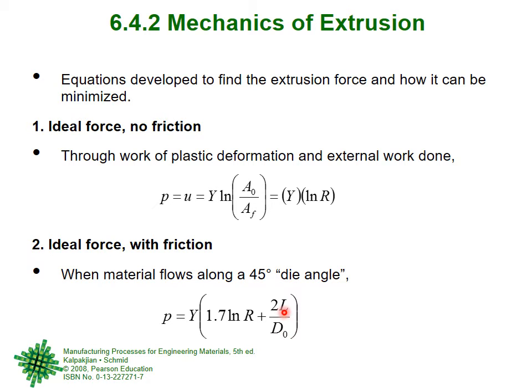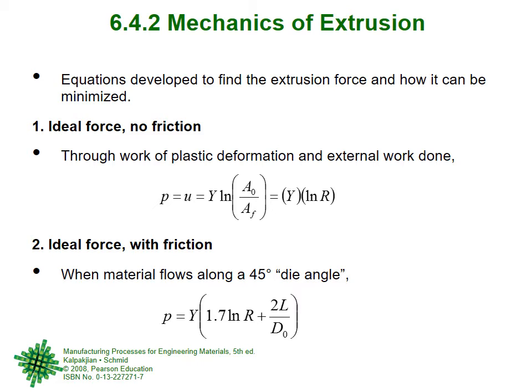Or you can say that this L is the length of the billet, because initially the full billet is in contact with the container, right? So, more technically, it is the length of contact between the billet and the container. After some extrusion, 10% extrusion has been done, the length has now decreased. There is less billet material remaining. After 50% extrusion, only 50% length is remaining in contact, right?